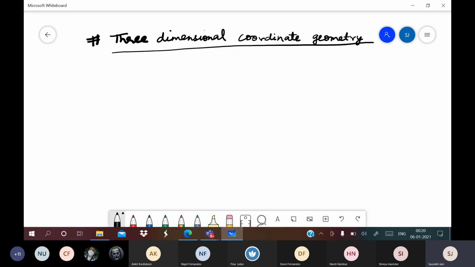Yes, so let's start. So the next topic is three-dimensional coordinate geometry. We have already studied two-dimensional coordinate geometry. There we have two perpendicular lines called x-axis and y-axis, and they meet at a point which is termed as origin, right? And with respect to origin, we start giving the coordinates.